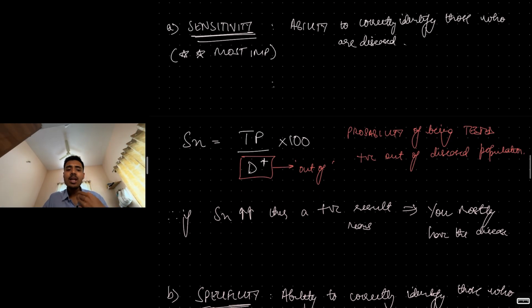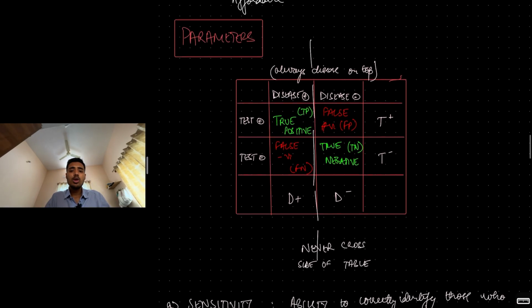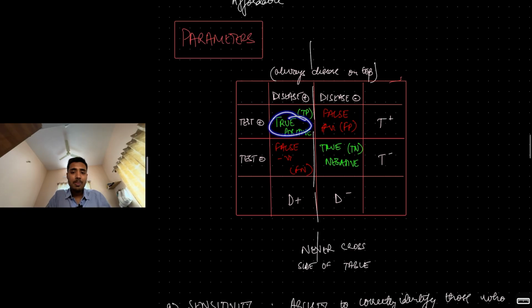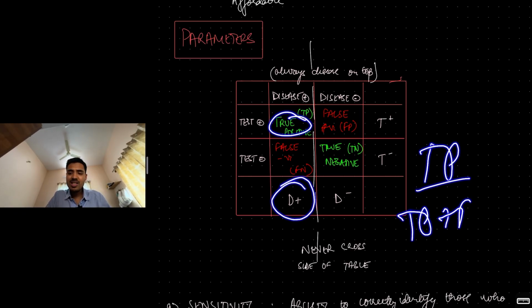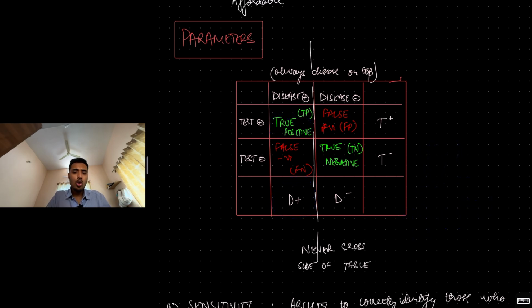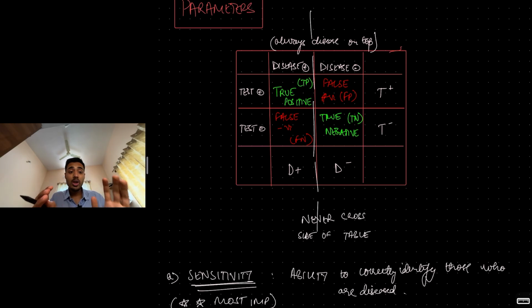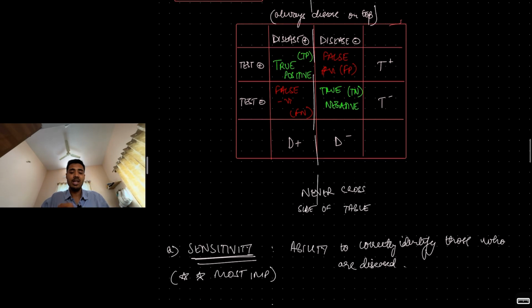Sensitivity is true positives divided by total number of disease positive into 100. Into 100 is just for the sake of percentage. Just remember this part: true positive divided by disease positive. Basically, true positive divided by true positive plus false negative. Same thing. So, true positive divided by disease positive. That is sensitivity. So, you're talking about true positives when it comes to sensitivity.